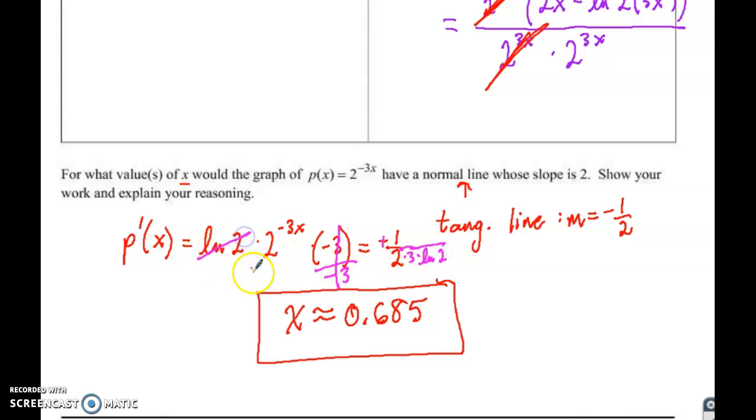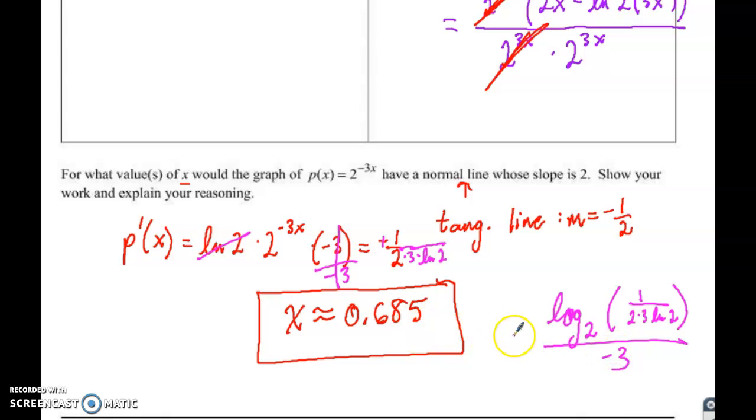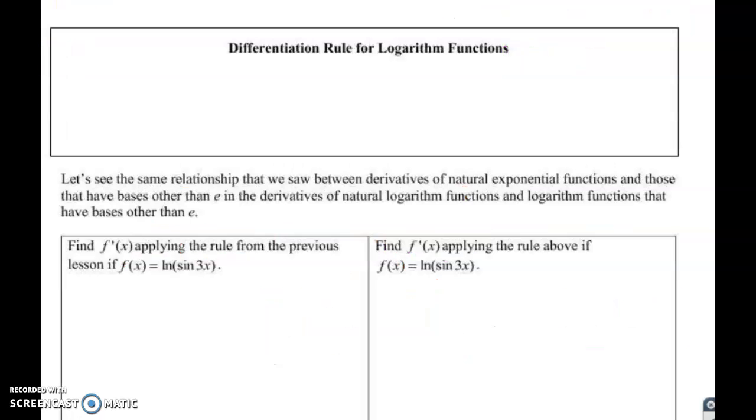And then to undo 2 to a power, you'd want to do log base 2 of both sides, and then divide by 3. So if you typed into your calculator, it'd be log base 2 of that very ugly thing, 2 times 3 times natural log of 2, all over, divide by that exponent negative 3, and you should get the same answer. But I'm running out of time, so I will stop right there. Please pause and double check my math, my arithmetic, and I think I need to come back to finish the last rule for logs.